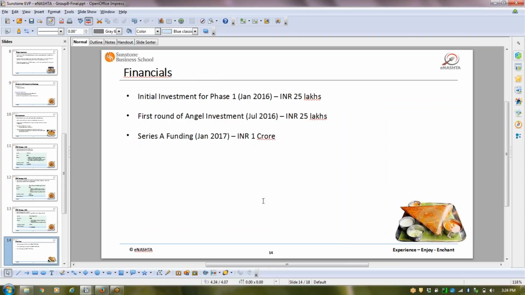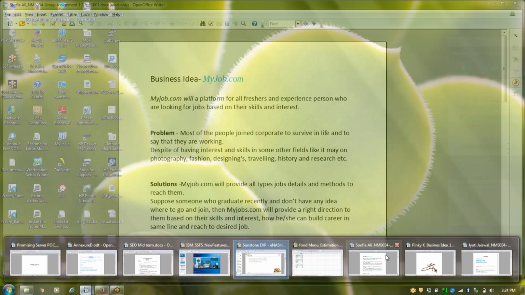So this is the GTM strategy. Now, how much money would they require? Based on their initial investments, all these numbers come up.